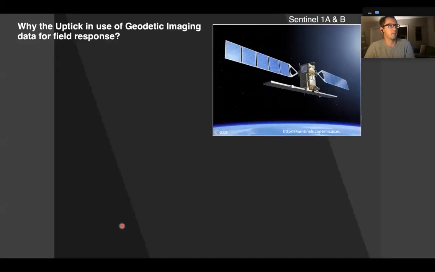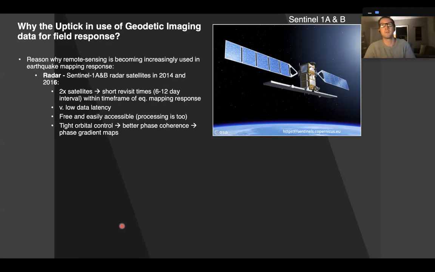Okay, so why has there been a real uptick in the use or interest of geodetic imaging data sets for field mapping response? One of the reasons comes down to ESA's Sentinel-1A and 1B radar satellites. These are two satellites that provide very short revisit times on the order of 6 to 12 days. They have very low data latency, which means that it's only a few hours after the images are acquired that you can then access them. They're free and easily accessible. The processing is also free and open source for the most part.